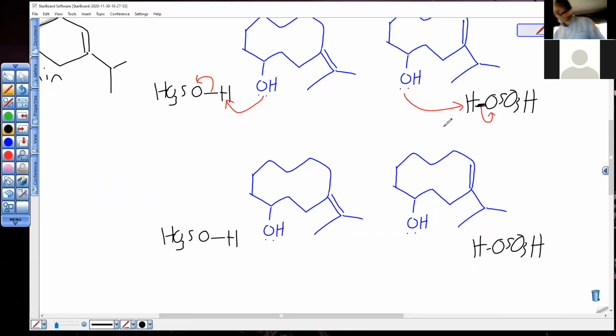There we go. So we've made hydrogen sulfate. We no longer have sulfuric acid. Where's that black H now? Oxonium.